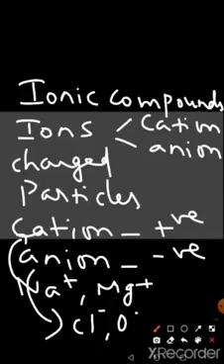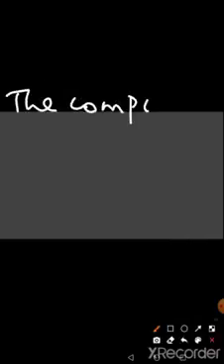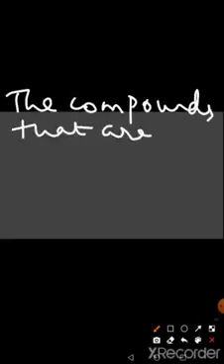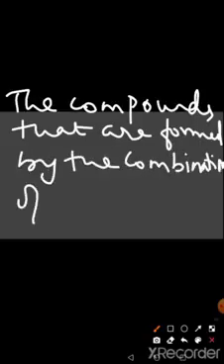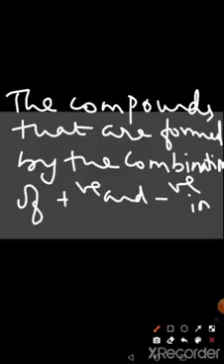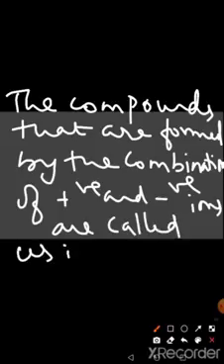Now, when compounds are formed due to transfer of electrons between a metal and a non-metal, we call it an ionic compound. Or in other words, you can say that the compounds that are formed by the combination of positive and negative ions are called ionic compounds.